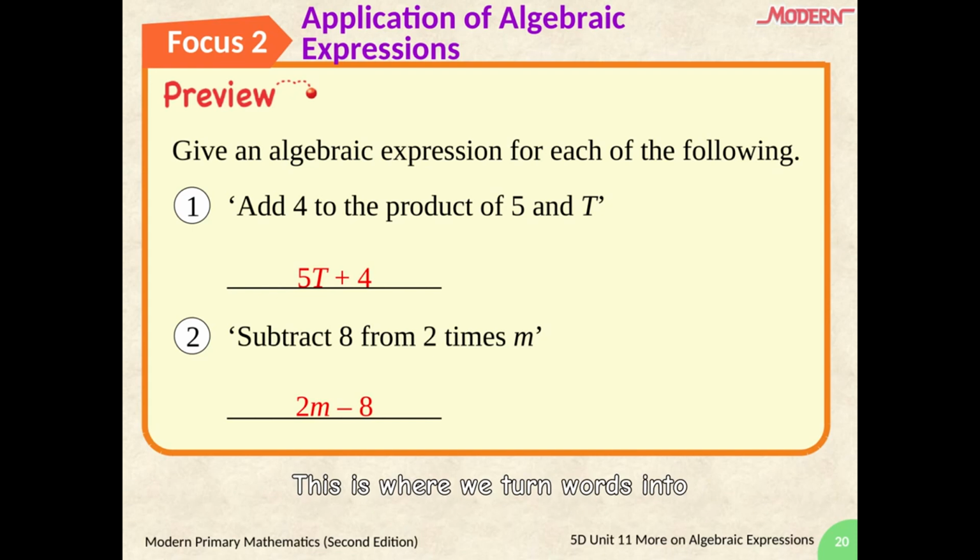Application. This is where we turn words into math power. Let's look at the first two examples. Add 4 to the product of 5 and t. Product means multiply, so 5 times t plus 4. Using our new rule, that's 5t plus 4.